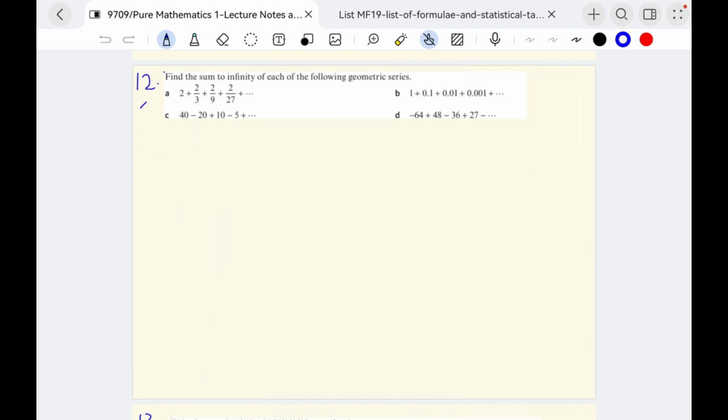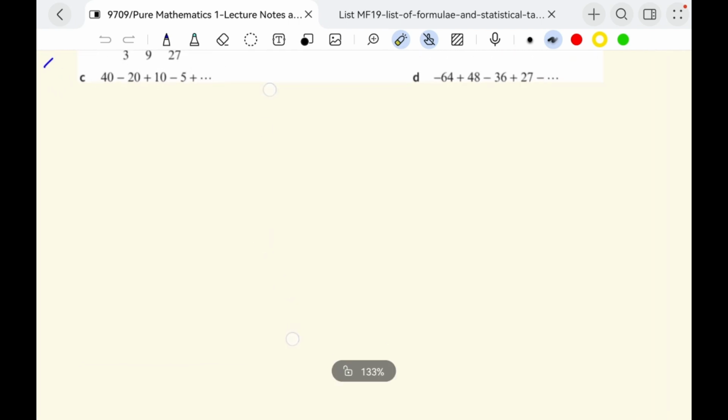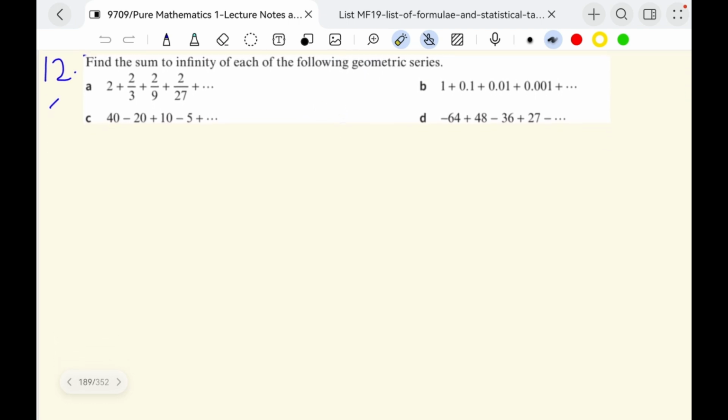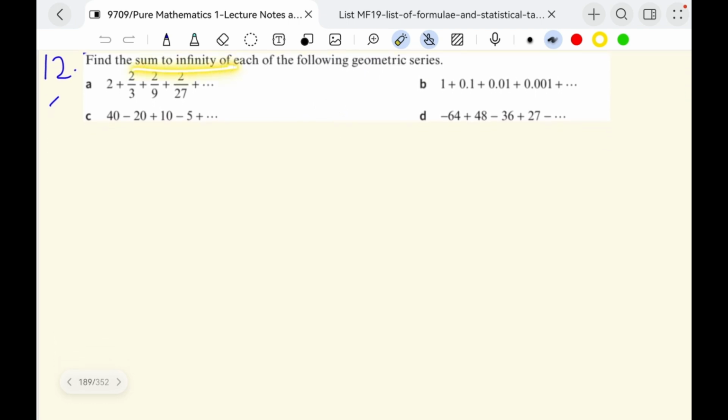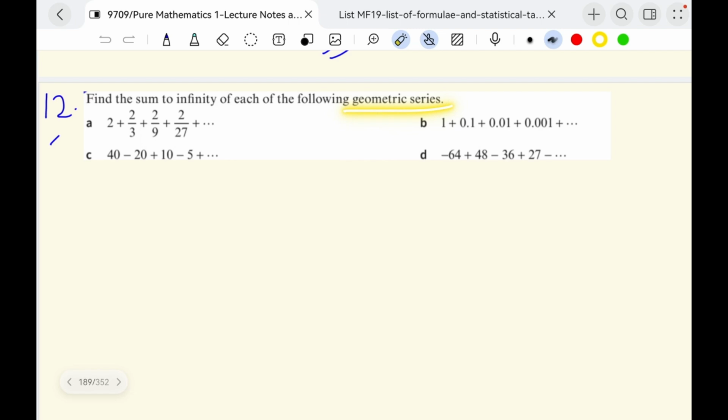Let's move on to question 12. It's still under the course book. This question is about the sum to infinity for a geometric series. For this question, I'll only discuss A and B. C and D, I need you to try out by yourself.